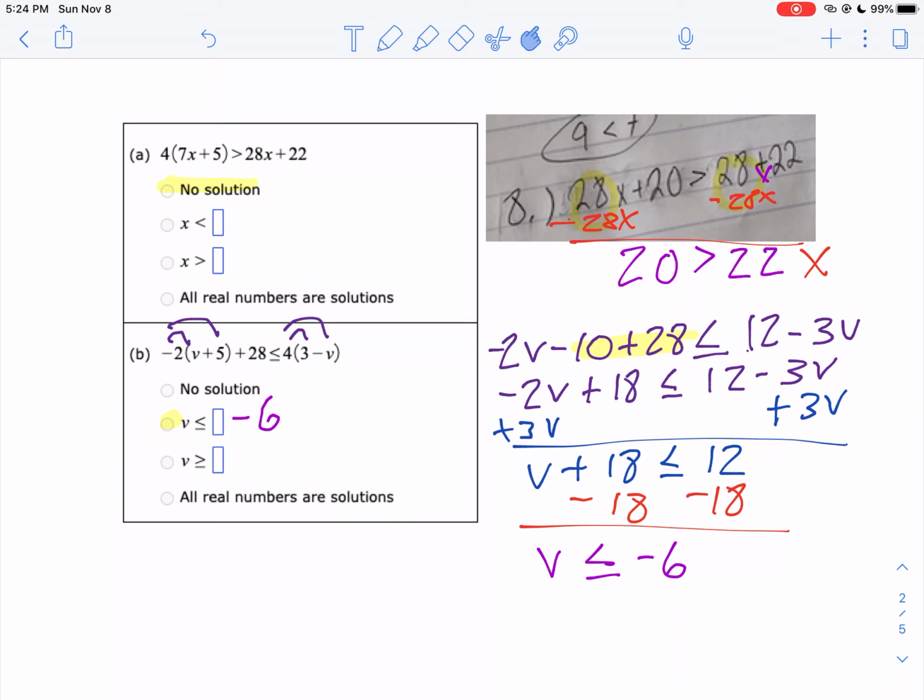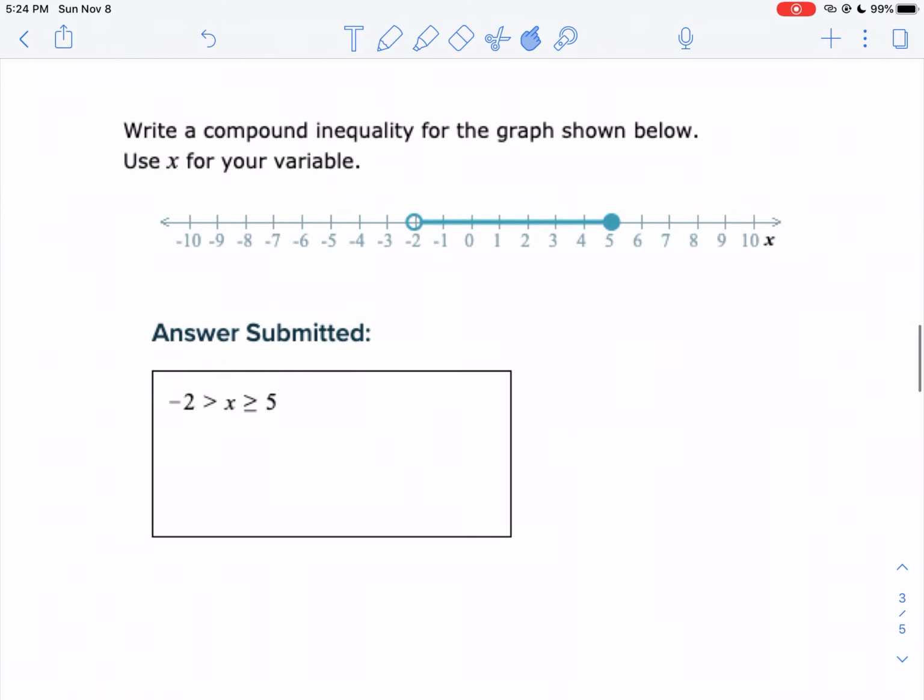This, as far as I'm concerned, is the only problem you truly got wrong on the whole test. Other parts, you got part of it wrong, you misinterpreted things, but I think you know what's going on. Here is a perfect example where I think you know what's going on, but you made a careless error. It's shaded in between, so you put x in between. It's between negative 2 and 5. Is x less than negative 2, though? How does negative 2 compare to 5? Notice negative 2 is to the left of 5 on the number line. So really what I wanted to see here is negative 2 is less than x, which is less than or equal to 5.